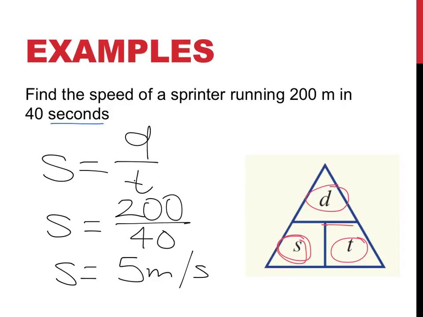Now, speed is a type of rate. That's why I have to write it in that way: 5 metres a second. And that's it, guys. That's using speed as a rate.